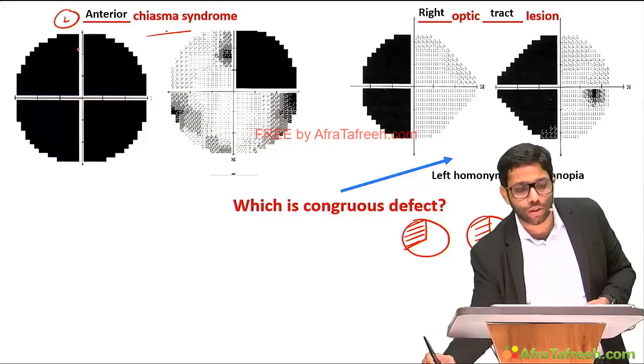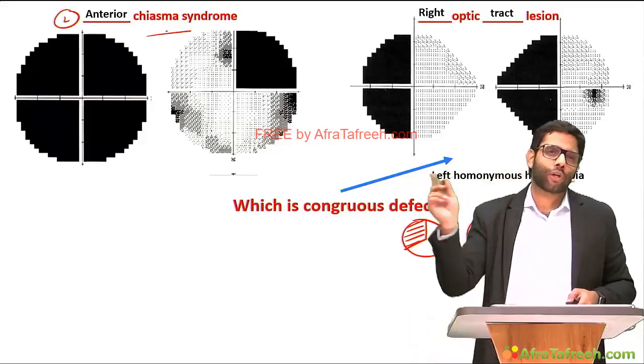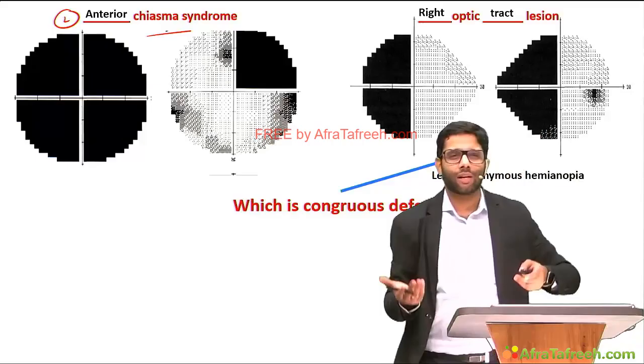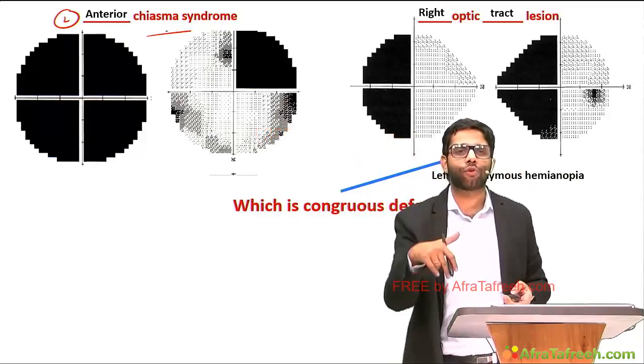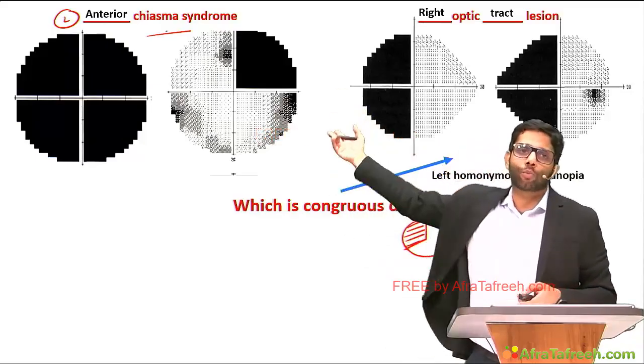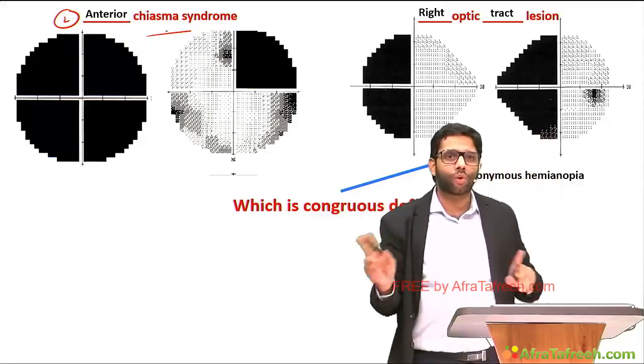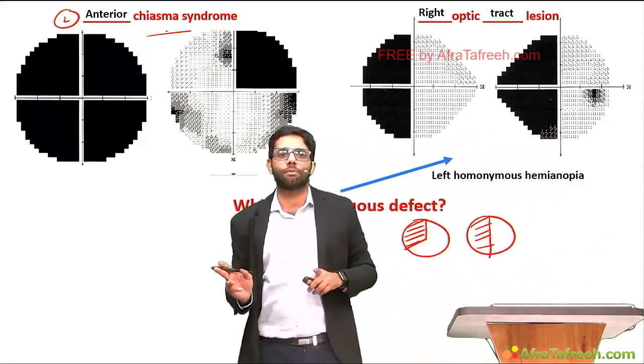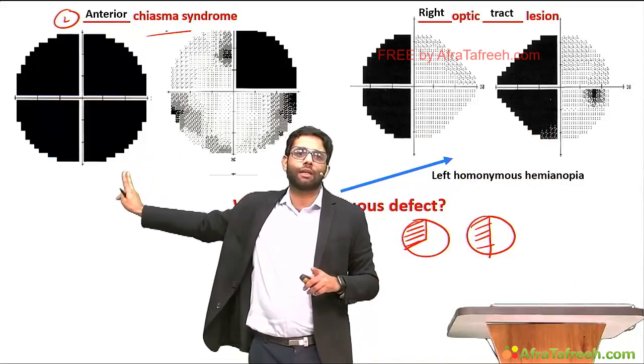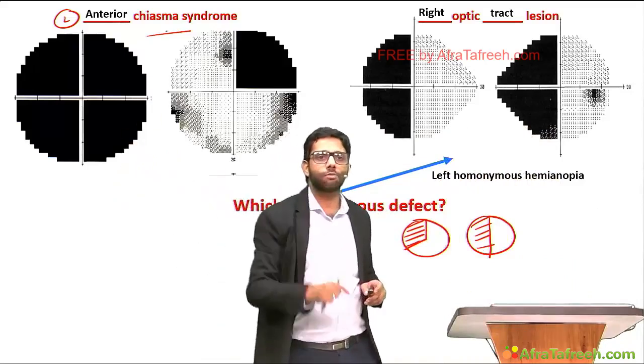Left side total vision loss, other side supratemporal vision loss, because, as I told you in the class, because of the knee of Willebrand, the inferonasal fibers are involved. So the other side has a supratemporal defect. Just remember, congruous and incongruous mean symmetrical and asymmetrical. At your level, there are only two examples of asymmetrical, incongruous defects: optic chiasma and optic tract.